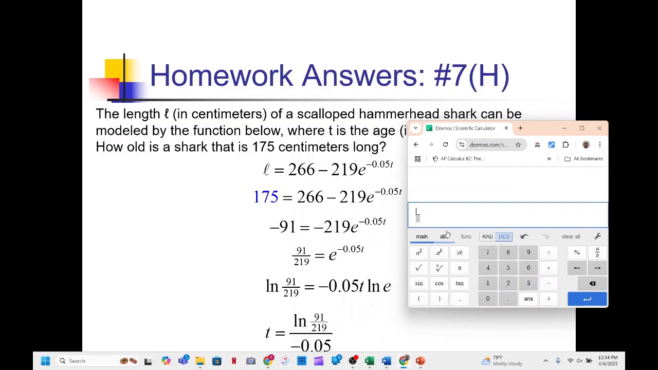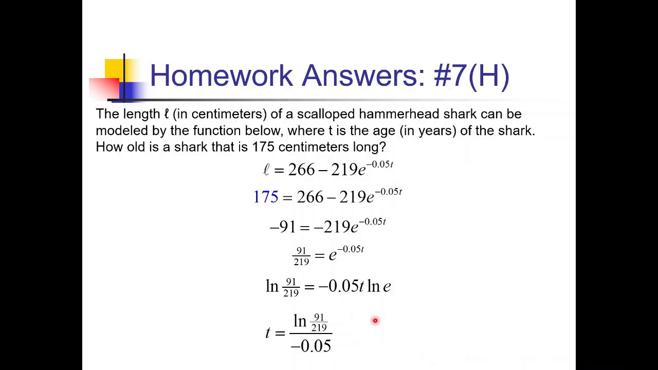Let me clear that out. Let me do a fraction, and I have ln and then parentheses with another fraction. Inside there we got 91 over 219, and let me close that. Let me go down to the denominator, and now we have negative 0.05 for a grand total of about 17.56, so about 17.6 years for the age of that shark.